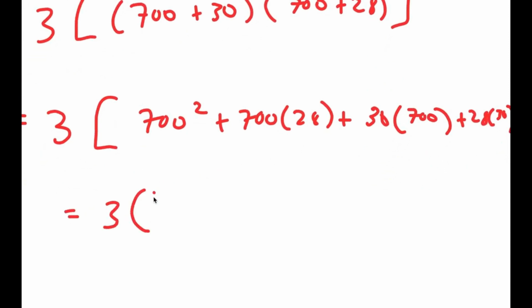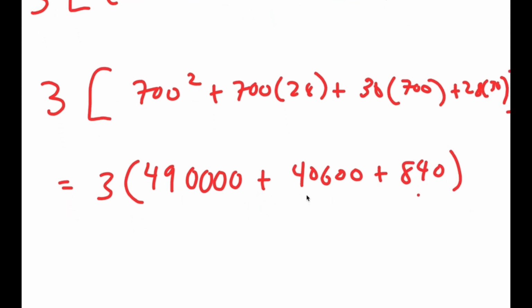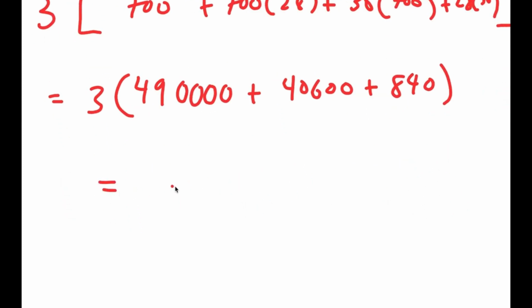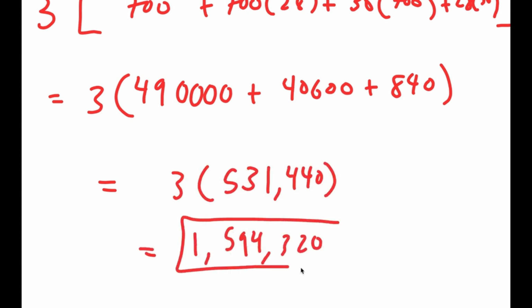Now this is equal to 3 times 490,000 plus 40,600 plus 840, which is equal to 3 times 531,440, which is equal to 1,594,320. So this is my answer.